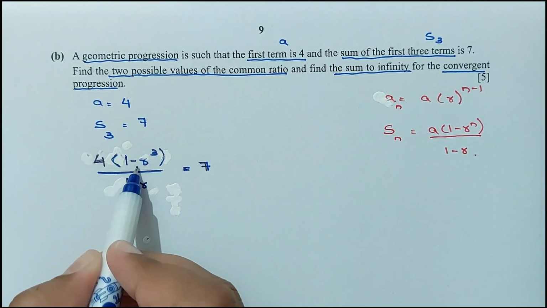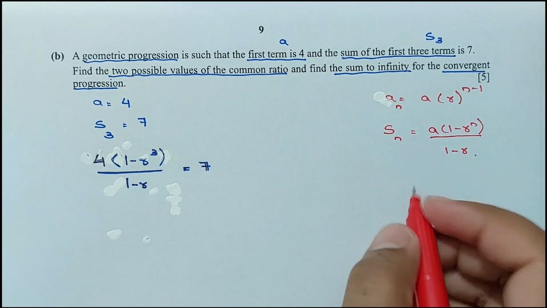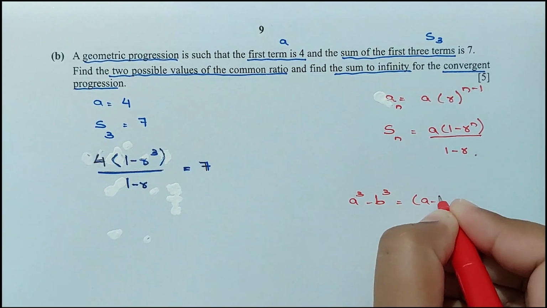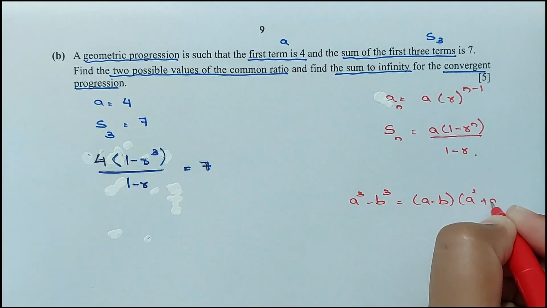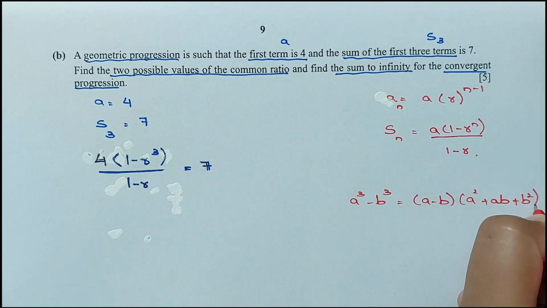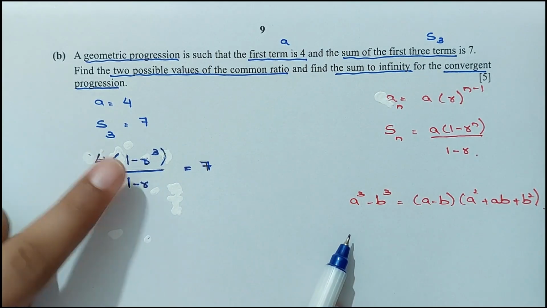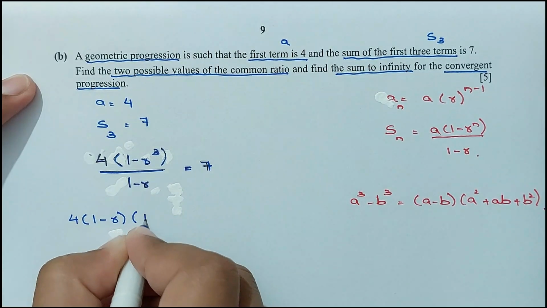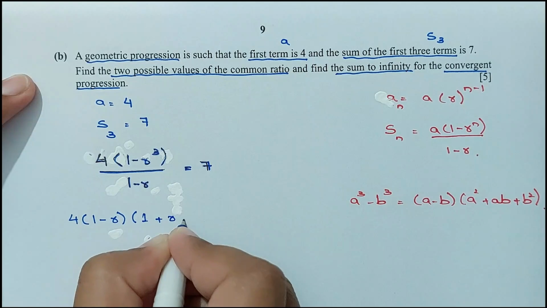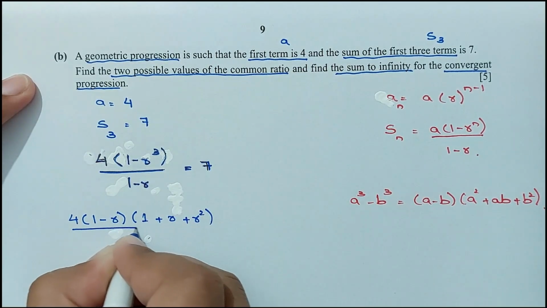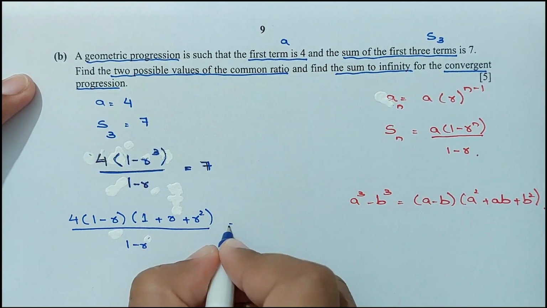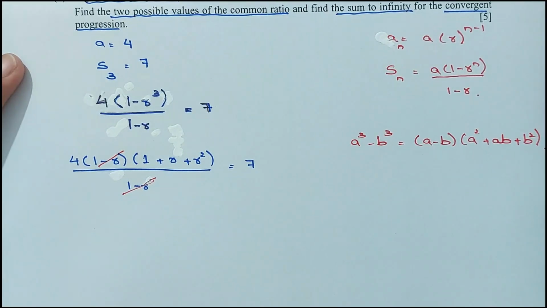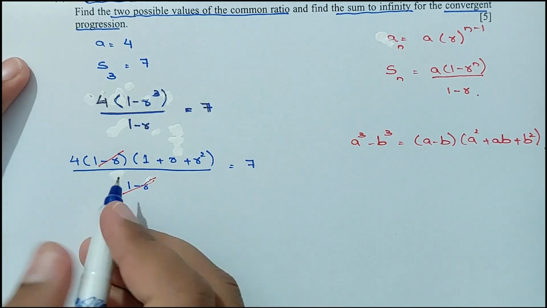Let me open 1 minus r cube by using the formula for a cube minus b cube. This is equal to a minus b, a square plus ab plus b square. Here a is 1 and b is r. So we can say 4 into 1 minus r into 1 square plus 1 times r plus r square, divided by 1 minus r, equals 7. Let me cancel the like factors, 1 minus r with the 1 minus r in the denominator, and we are left with 4 into this.